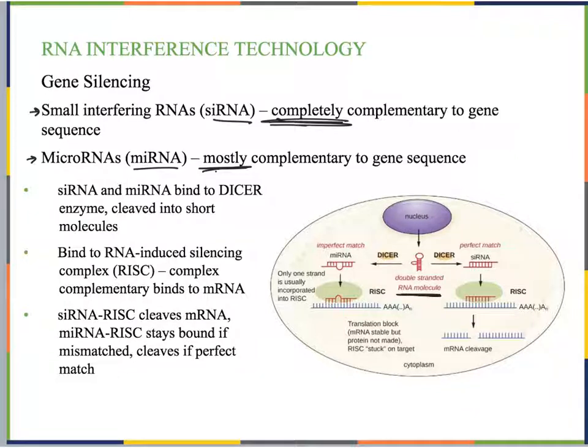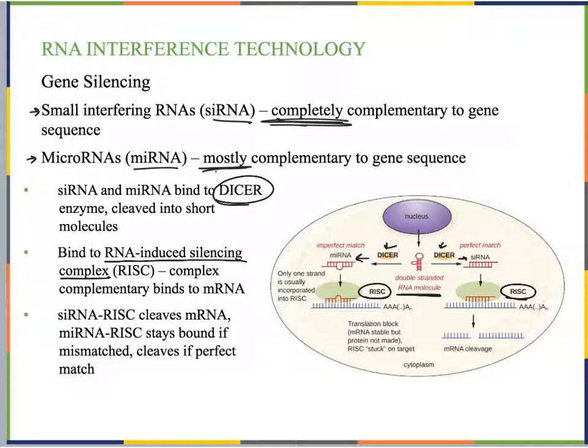We have our RNA molecule, and that's going to bind to dicer. Dicer is an enzyme. So it's going to bind to dicer, and then it's going to be cleaved into short molecules, cut up into small molecules. Then depending on the structure, depending on the nucleotide sequence, we either have our miRNAs, which are mostly complementary, or we have our siRNAs, which are completely complementary. Then our miRNAs or our siRNAs are going to bind to RISC, R-I-S-C, which is another enzyme, our RNA-induced silencing complex. So it's multiple proteins put together.